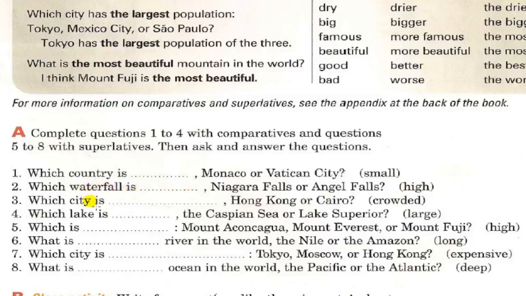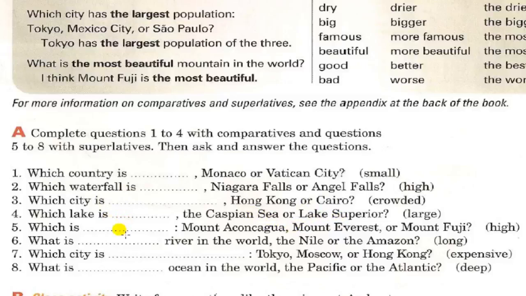3. Which city is Hong Kong or Cairo? Crowded. Which city is more crowded, Hong Kong or Cairo? Number 3, more crowded. 4. Which lake is the Caspian Sea or Lake Superior? Which lake is larger, the Caspian Sea or Lake Superior?